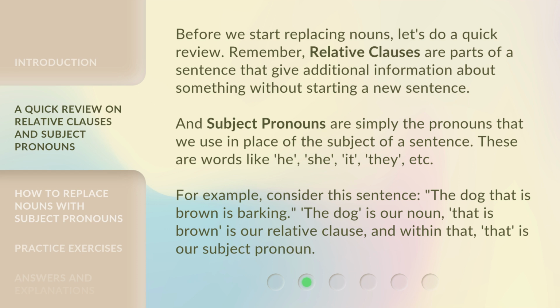For example, consider this sentence: the dog that is brown is barking. The dog is our noun. That is brown is our relative clause. And within that is our subject pronoun.